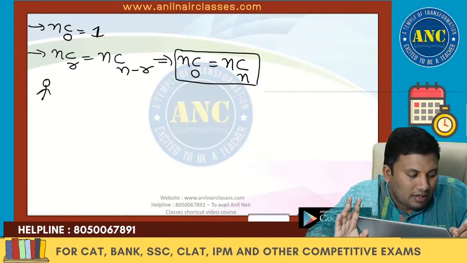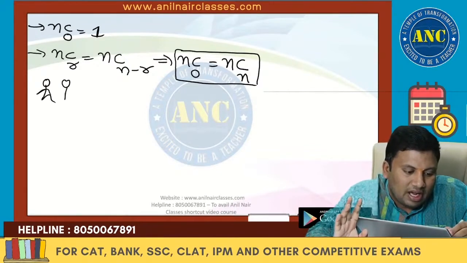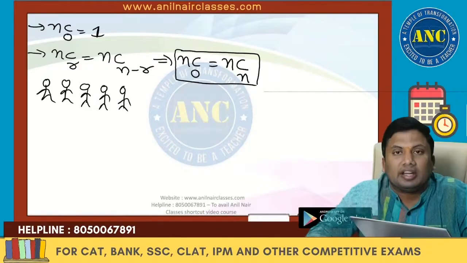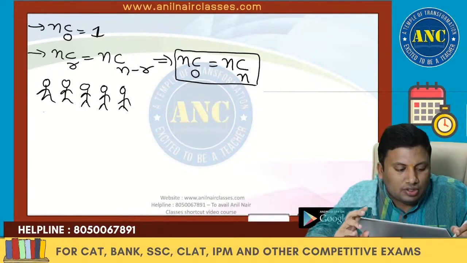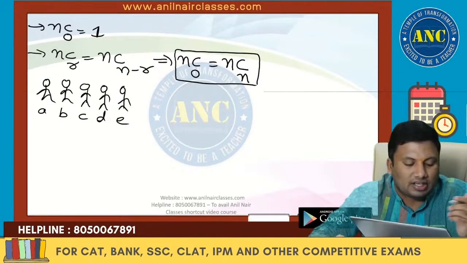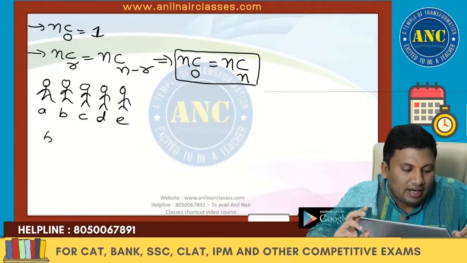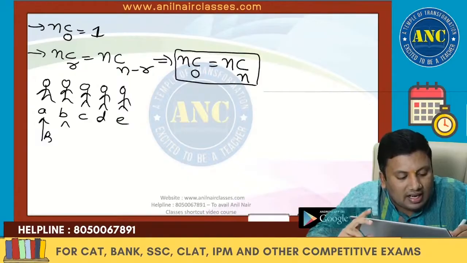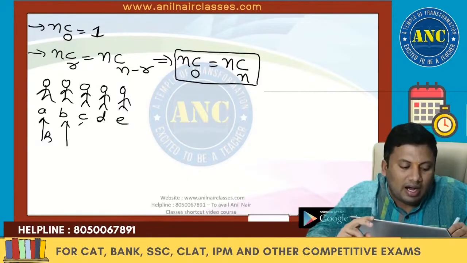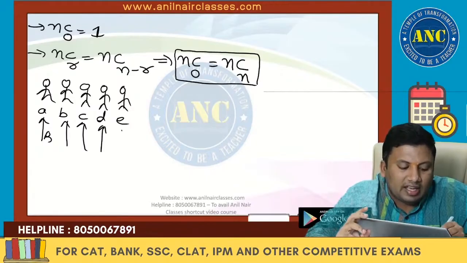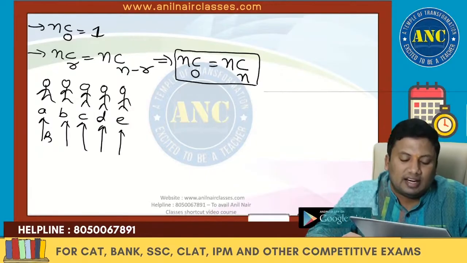Next one. There are 5 students sitting in the class. Suppose I need to select one. If I need to select one out of 5, I can either select A, or B, or C, or D, or E.